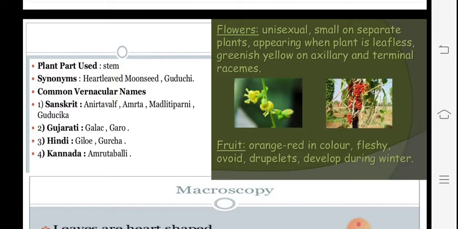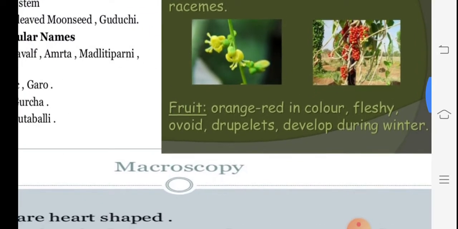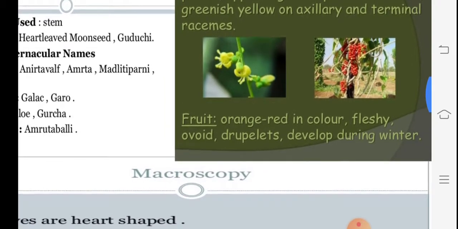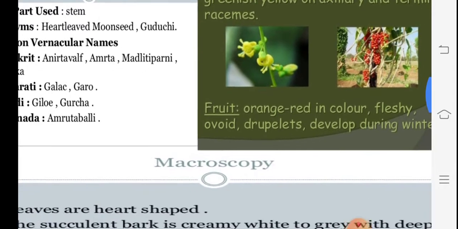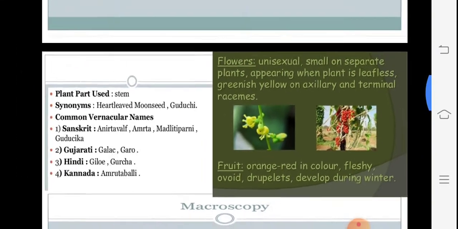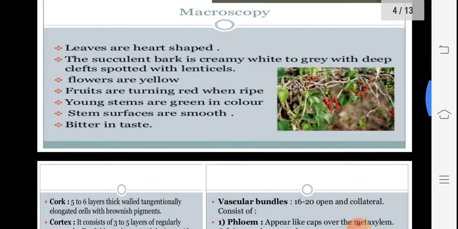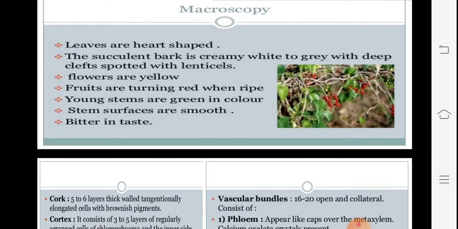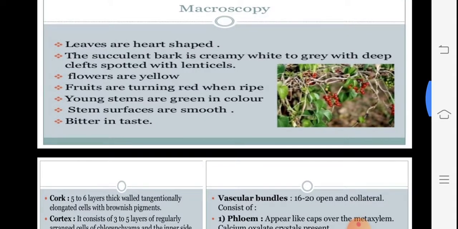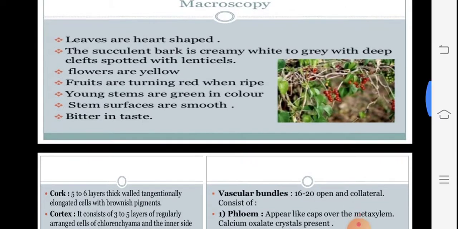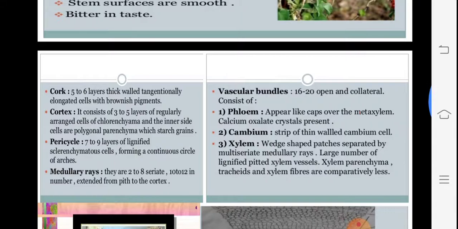Then about its morphology, flowers are unisexual, small, on separate plants. Then the plants are leafless, and show axillary inflorescence in the racemose condition. You are observing this good condition of the flowers and the fruiting. The fruits are orange red, developed during the winter. In the winter season fruiting is there. Then leaves are heart shaped, it is the identifying character. Then it shows succulent stems. The fruits generally become red after maturation.